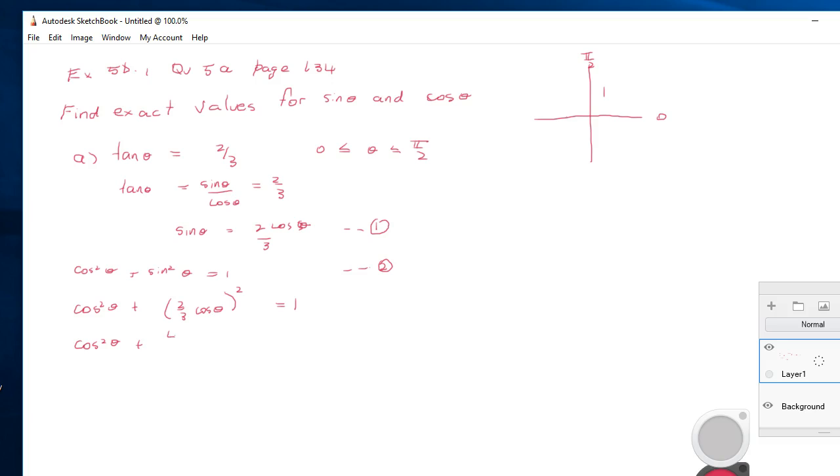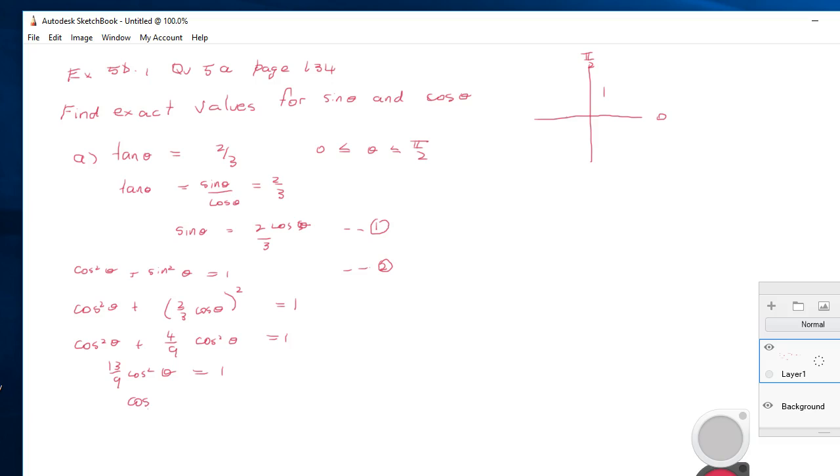So 2/3 squared is 4/9. And then cos theta squared we're going to write as cos squared theta. So we've got 9ths. So 1 cos squared theta is 9/9 if you like. So 9 plus 4 is 13/9 cos squared theta equals 1.